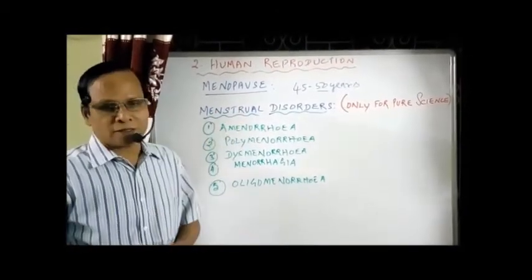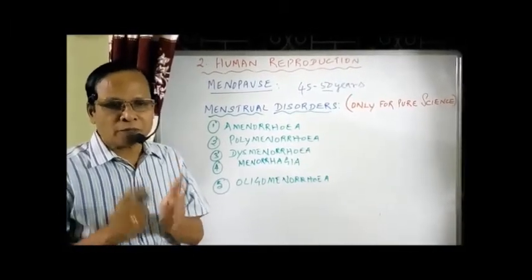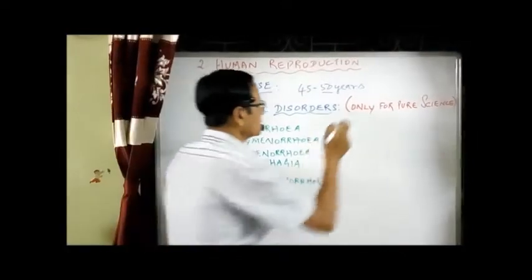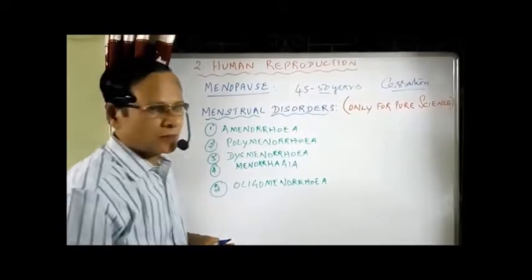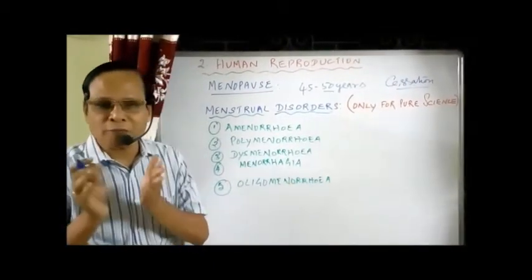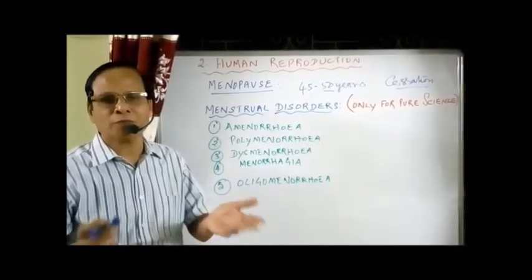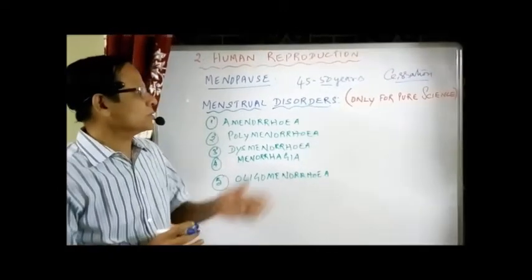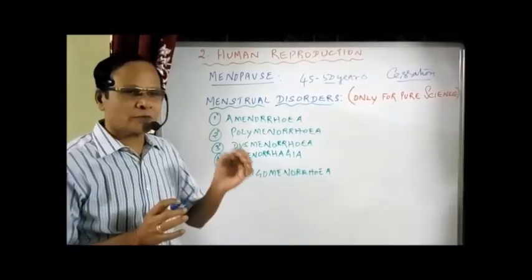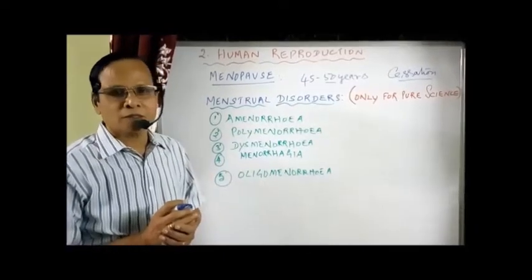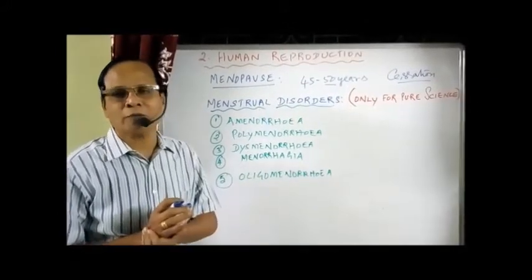Once menopause occurs, it indicates a permanent cessation. Cessation means stoppage. It indicates a permanent cessation of the primary functions of the ovary, that is, the development of the follicle, the formation of the egg, and the ovulation process. So there is stoppage of menstruation, stoppage of ovulation, and cessation of the primary functions of the ovary.